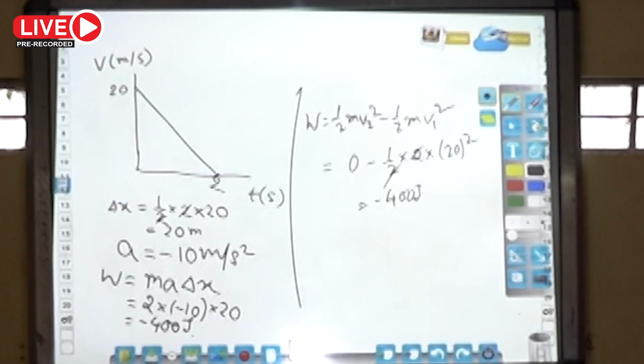Initial velocity is at t equal to 0, that is 20 meter per second. Final velocity at t equal to 2 seconds, that is 0. So I put v2 equal to 0 and v1 equal to 20, mass is 2. Then the work energy theorem will directly give you the answer. No need to calculate the area under the curve, slope and all these things. Okay.